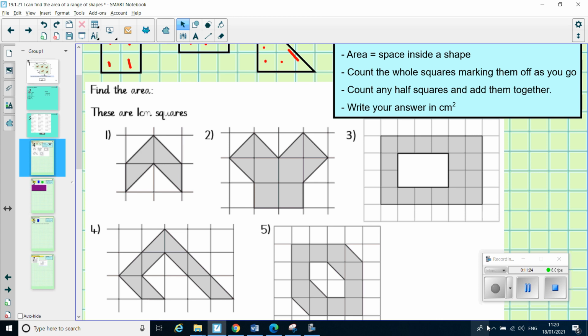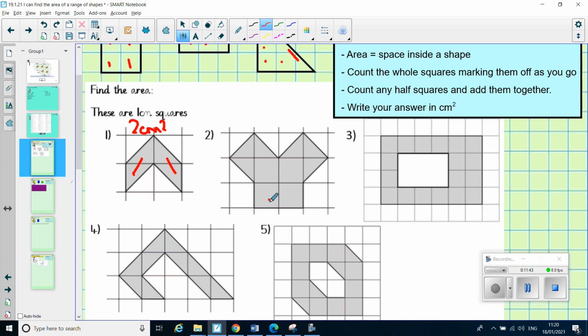Okie dokes. Looking at the answers for these then, for number 1, I haven't got any whole squares. I've got half a square and half a square, which makes 1 whole, and another half, which makes 2 halves. So number 1, the answer is 2 centimetres squared.